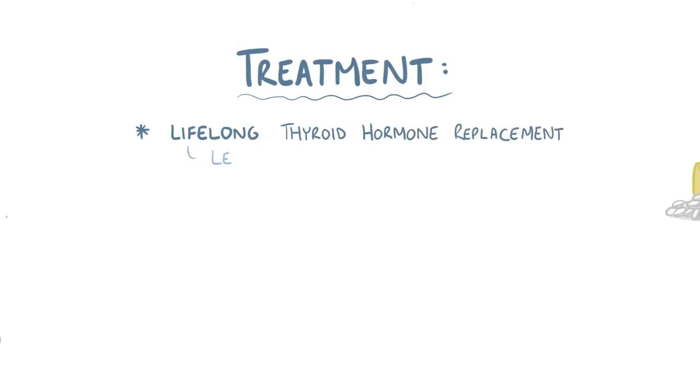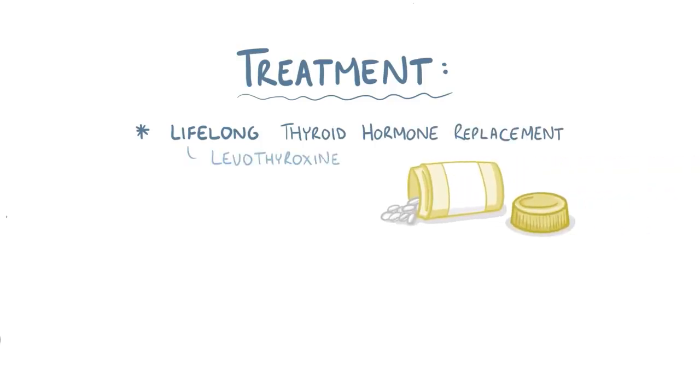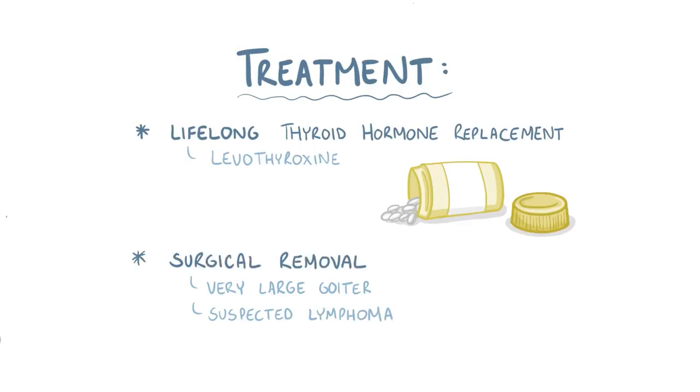Treatment of Hashimoto's thyroiditis typically requires lifelong thyroid hormone replacement, mainly with levothyroxine. For individuals with a really large goiter compressing the airways or the esophagus, or if there's suspicion of a lymphoma, then surgical removal might be needed.